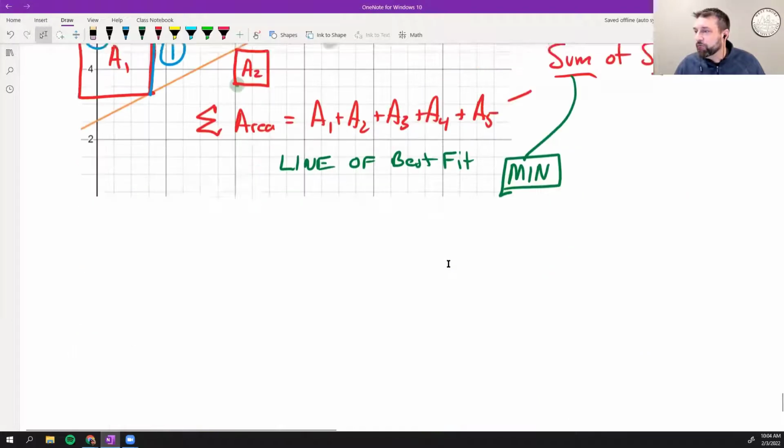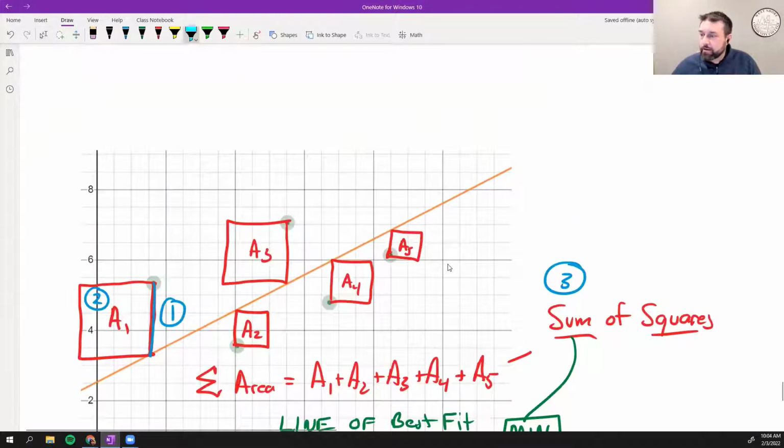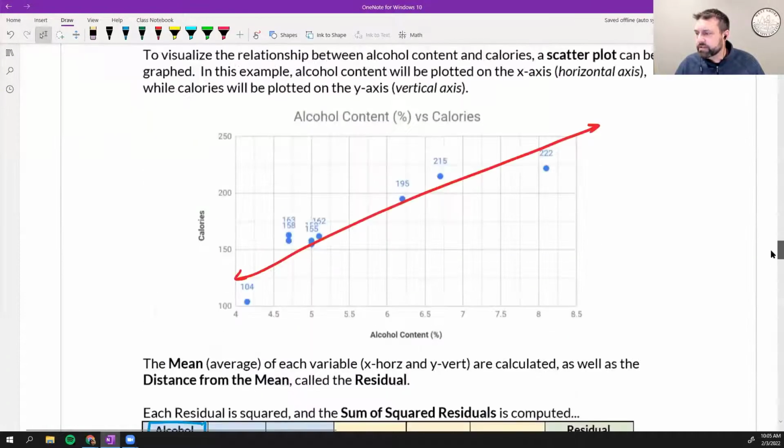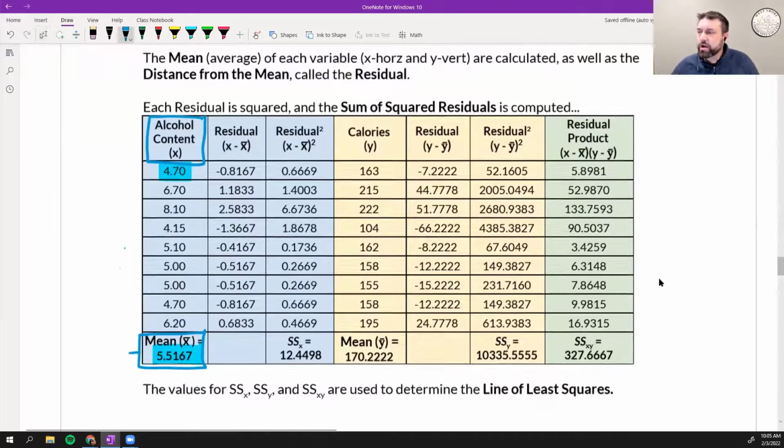In other words, you're finding step number 1. Actually your 5.5 would be this point here. So this would be 5.5. And this point here is 4.7. How far away are they, right? You're finding this length. That is called the residual. And so you're going to just do a subtraction. Let's get back down to this. So you're going to subtract these 2, and you're going to find that 4.7 is 0.8167 below the mean because it's negative, right?